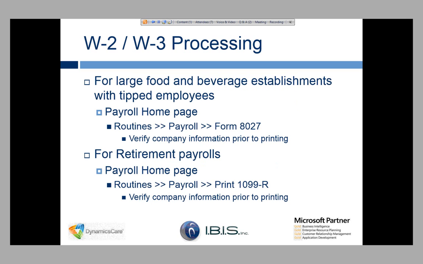Other items you can do, of course, if for some reason, I don't know who might be on the call, if you're a large food and beverage establishment with tipped employees, you're going to want to run your Form 8027. And if you process retirement payrolls, you're going to want to print your 1099-Rs. Both of these, again, can be done from the routine section of your payroll homepage.